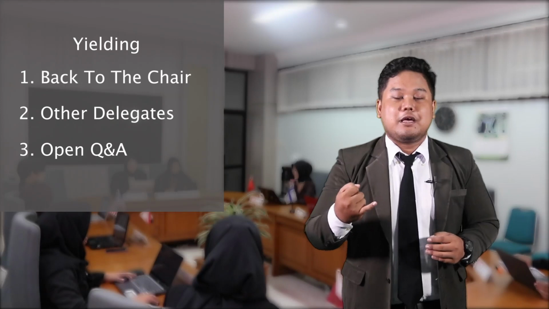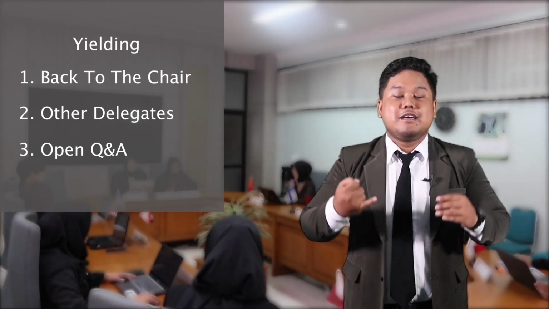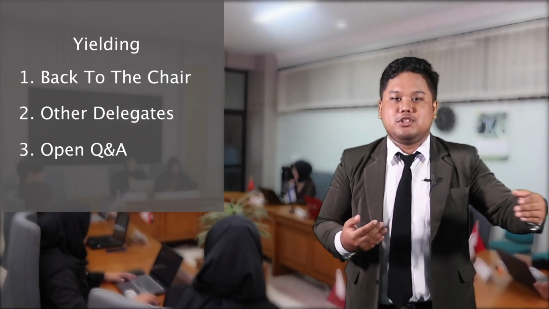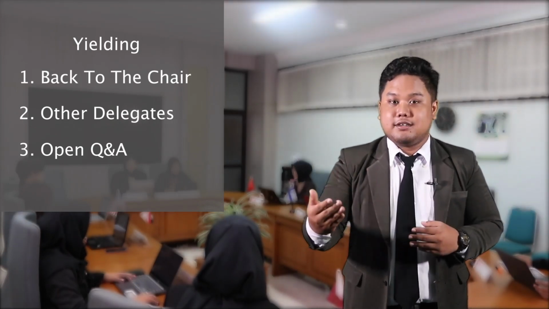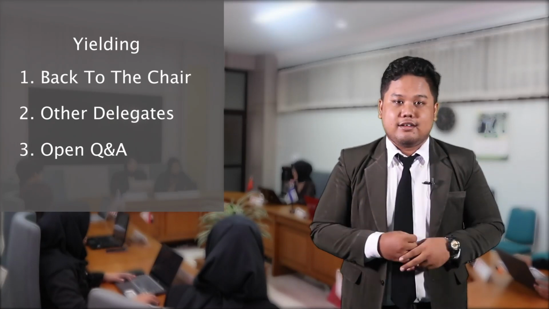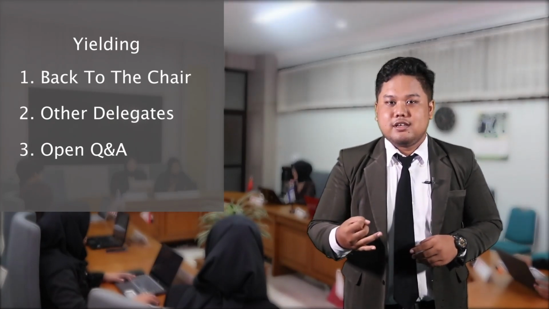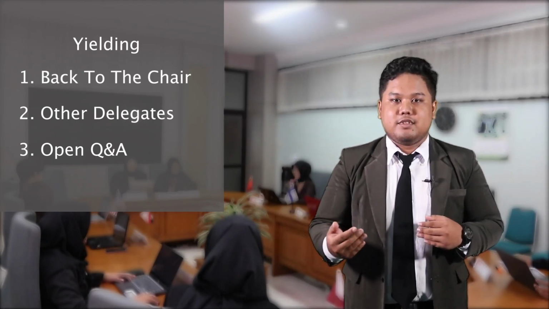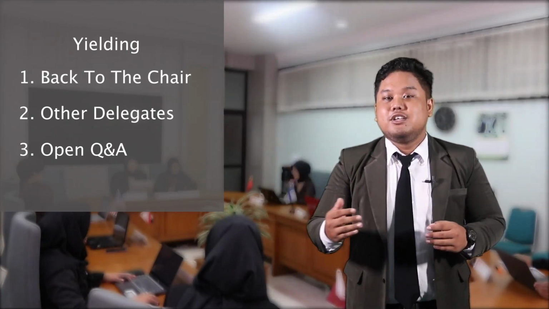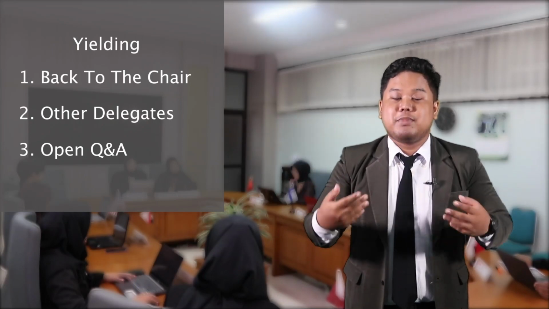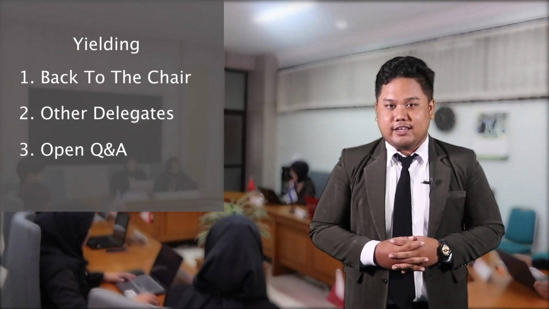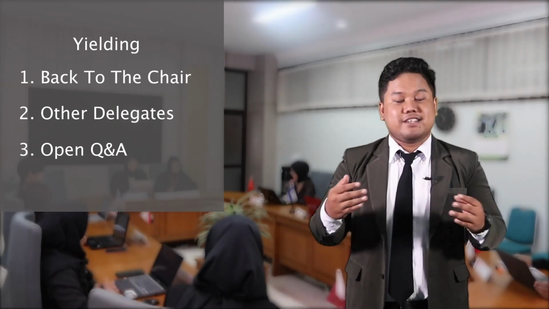There are 3 kinds of yielding. First, back to the chair. It's basically yielding the time back to the chair, so the chair can proceed to the next delegate. Second, to other delegates, which is where the delegate yields the remaining time to another delegate, so that delegate can speak in the remaining time. Third is open for Q&A, basically question and answer.